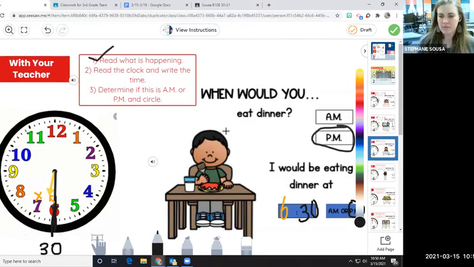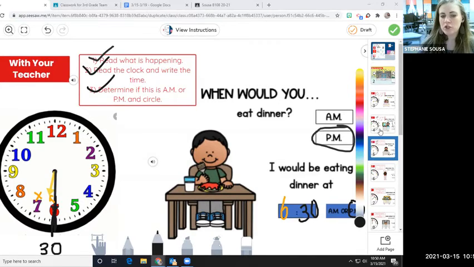Questions? Okay. You are getting ready to do this exact skill. Oh, I forgot to check. Read the clock, determine if it's AM or PM. Done. You are going to complete this exact skill with a partner.